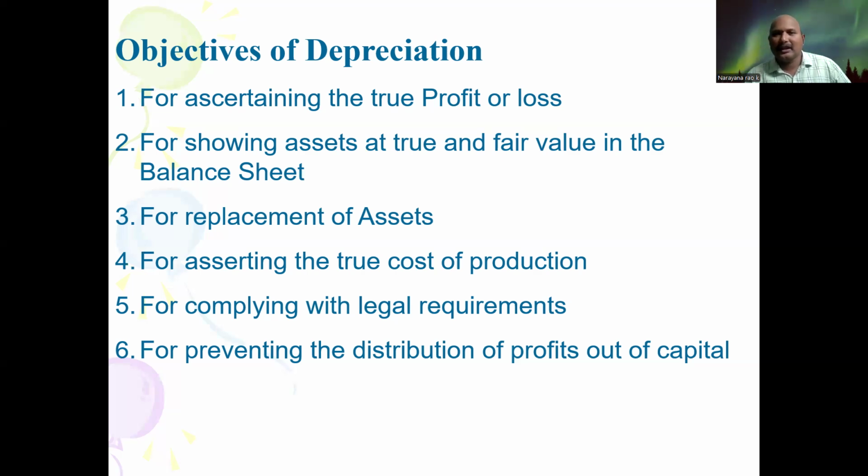And the third one is replacement of asset. It is the important one. Why buy plant and machinery at a high cost? For the replacement. The lifetime of the machinery is 10 years, maybe 15 years. After 15 years, you want to replace that machinery with a new machinery, which means you want to calculate the depreciation. Whatever depreciation you calculate, that amount will start one savings for replacement of the asset.